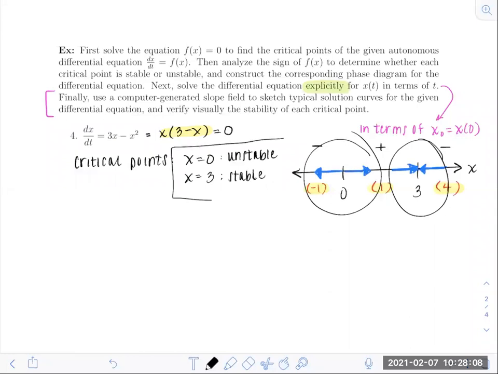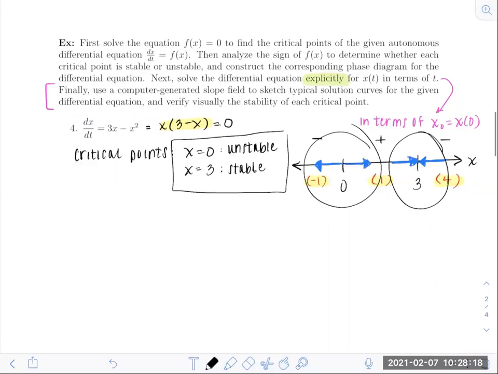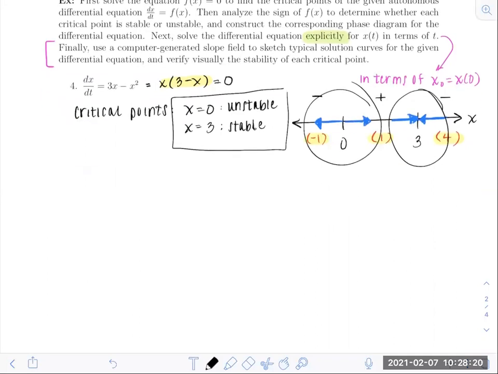All right, so we have identified and classified our critical points. Next, we'd like to move forward in solving this differential equation. All right, so this is a separable DE, and all of these are because t is not occurring in the differential equation. So all we need to do is divide that x times 3 minus x over to the left-hand side to get all of the x's on the left. And then, of course, the dt is by itself on the right.